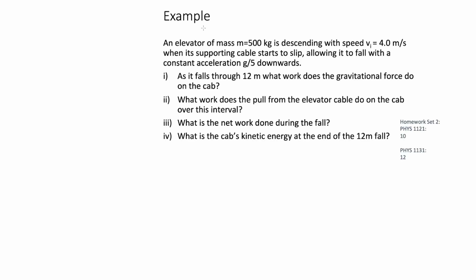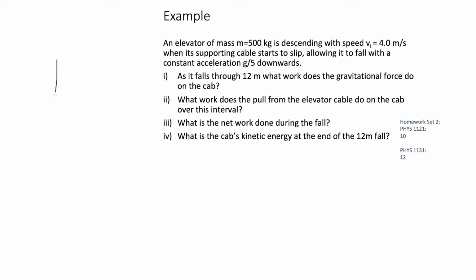Okay, so an example problem. An elevator with a mass of 500 kilograms is descending with a steady speed of 4 meters per second when its supporting cable starts to slip, allowing it to fall with a constant acceleration of g/5 downwards.